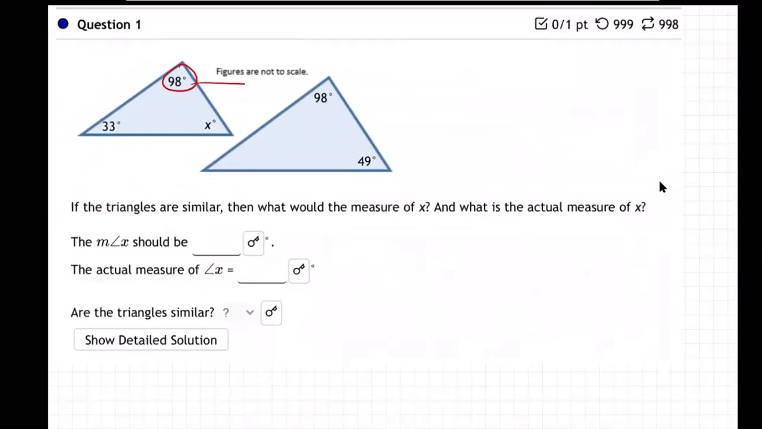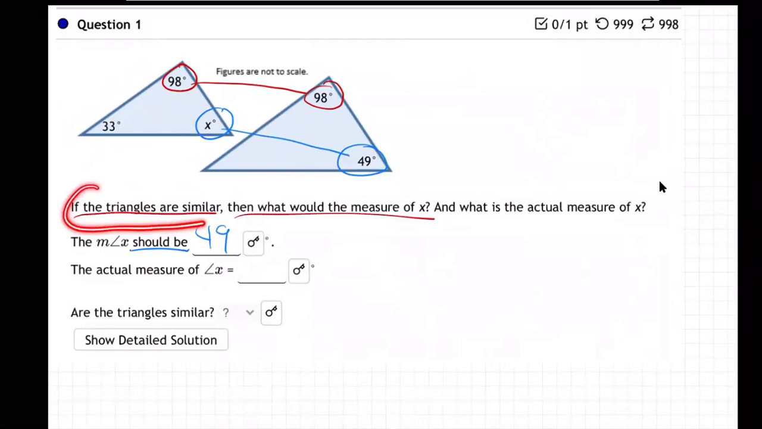See how this is 98 and this is 98. They've got to be the same because, well, they're saying if the triangles are similar, then what is angle X? What should angle X be if those two triangles are similar? Well, it should be 49, right? If those two triangles are really similar. They're telling us if. They're not guaranteeing they're similar. Well, it would have to be 49 because remember, similar triangles have to have all their angles equal. So it would have to be 49.